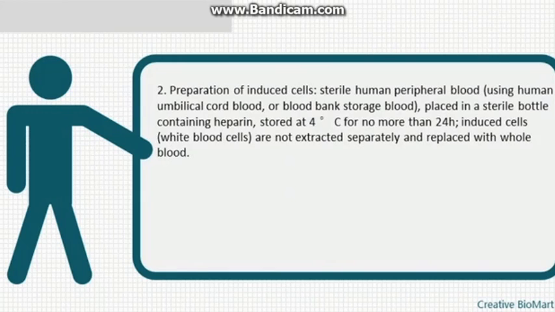2. Preparation of induced cells, sterile human peripheral blood, using human umbilical cord blood, or blood bank storage blood, placed in a sterile bottle containing heparin, stored at 4°C for no more than 24h. Induced cells, white blood cells, are not extracted separately and replaced with whole blood.